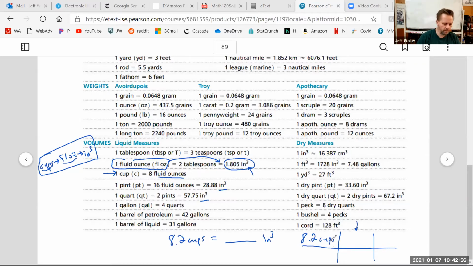I'm at cups, right? So yeah, I want to kill cups. So where am I going to put cups? At the bottom. So cups to fluid ounces. I'm following my path. Cups to fluid ounces. Die cups.